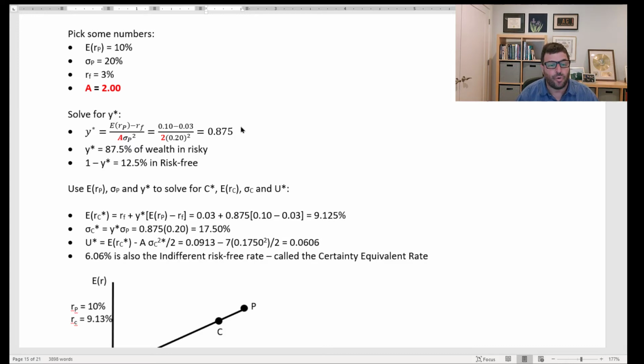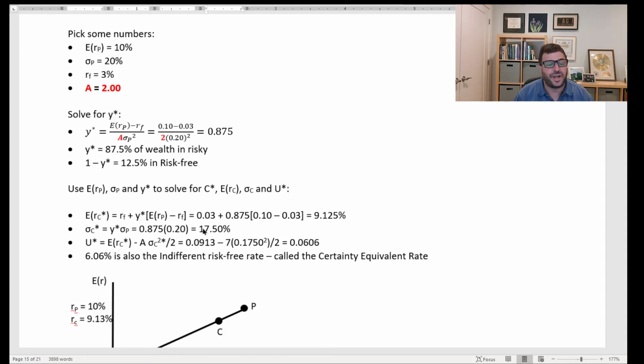So now that I know the allocation, I can now solve for C star, defined by its return and its risk, and I can solve for U star. So I'll solve for these three things. The first thing is the return of the combined portfolio. That's 3% plus 0.875 times 0.1 minus 0.03, and I get 9.125%. And the risk of this combined portfolio is 0.875 times 20%, and I get 17.5%.